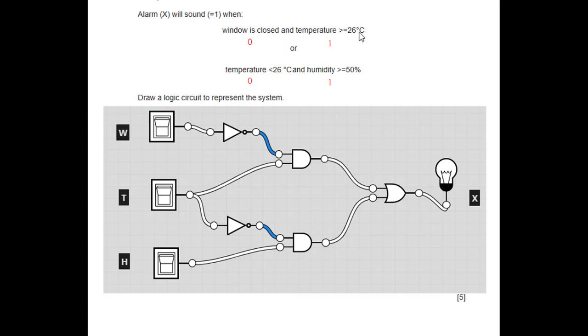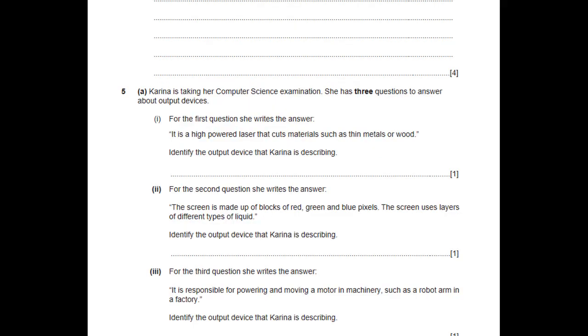Again, this OR means if this thing happened or this thing happened, then the output, which in this case I've done as a light bulb, would activate. But it would be whatever system would be set up to make these plants grow in the greenhouse.